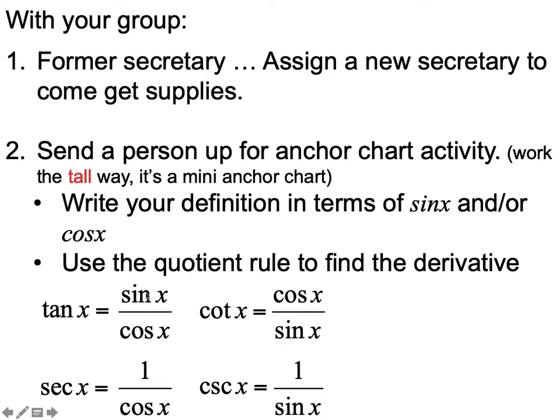In order to differentiate the tangent of x, what we're really going to do is differentiate sine over cosine. Or in order to differentiate cotangent, you're going to differentiate cosine over sine, and so on. If you've got secant, you're going to differentiate 1 over cosine. If you have a cosecant, you're going to differentiate 1 over sine.